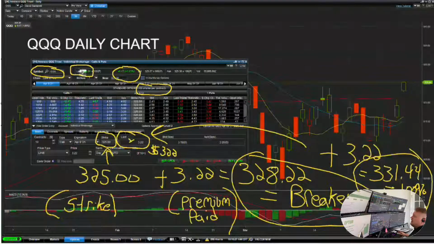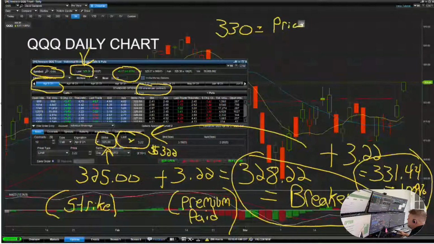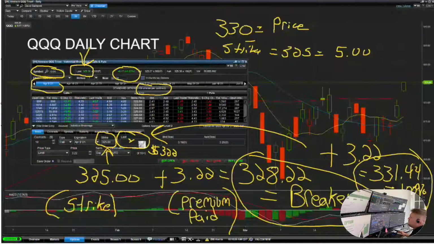Now, let's say we wanted to calculate, what if QQQ got to 330? So let's say right here, you're looking at this and you're saying, well, what if by April 9th, it gets up to 330? What's that going to be worth? Well, if it gets up to 330, that's the current price, right? 330 equals price, minus strike of 325. That equals $5, right? So if you paid $3.22 or $322 for that contract, it's now worth $5 or $500 a contract.